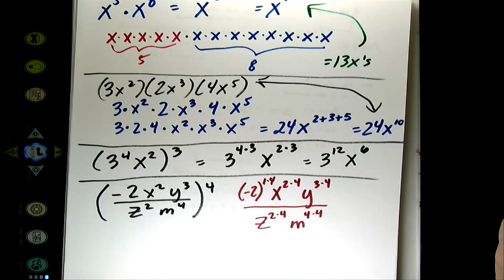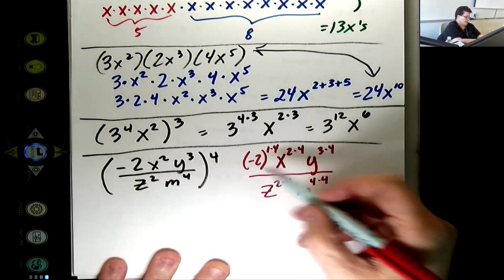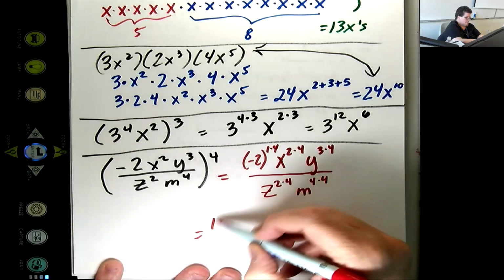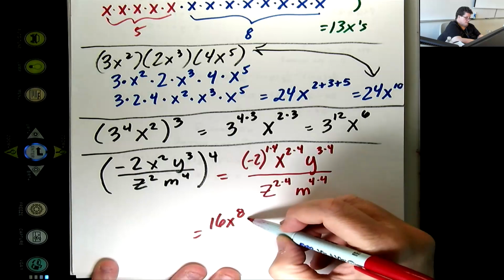That's where I was hoping to catch them. Yes, Josue? Oh no, I mean it's 16. Yeah, -2 to the 4th power is 16. So that becomes 16 on top. 2 times 4 is 8. 3 times 4 is 12.